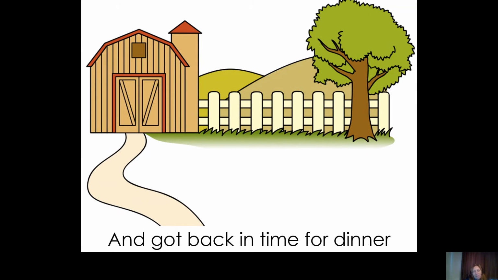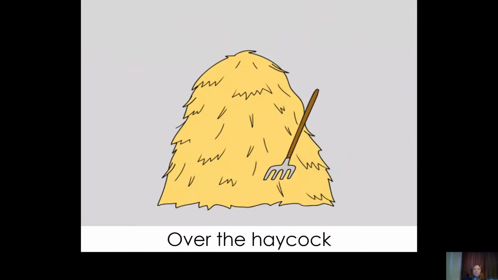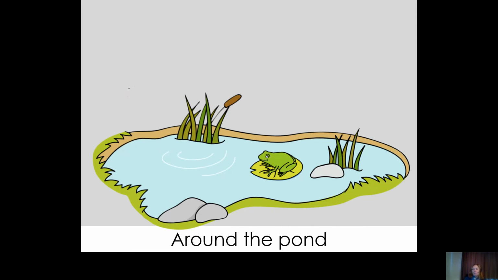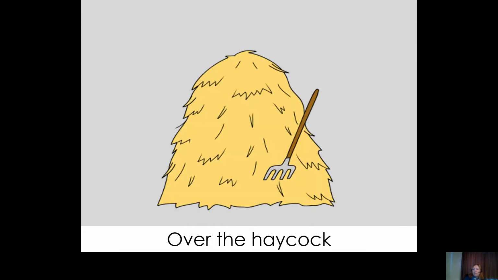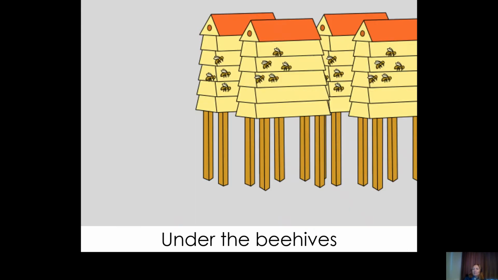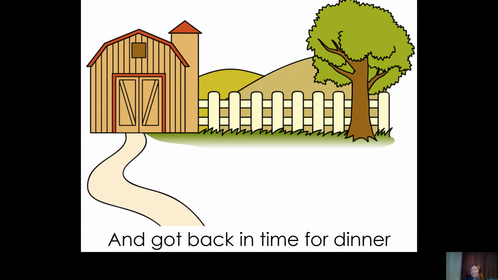Really simple story. It's a nice picture book, and obviously you've got the fox sort of in pursuit. But thinking about the prepositions there: across, around, over, past, through, under. Yeah, let's go through these ones again so you can see them. A real simple story. She went across the yard, around the pond, over the haystack, past the mill, through the gate, under the beehives, and still got home in time for tea.